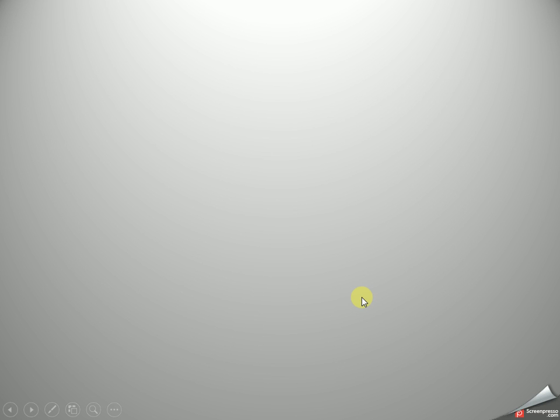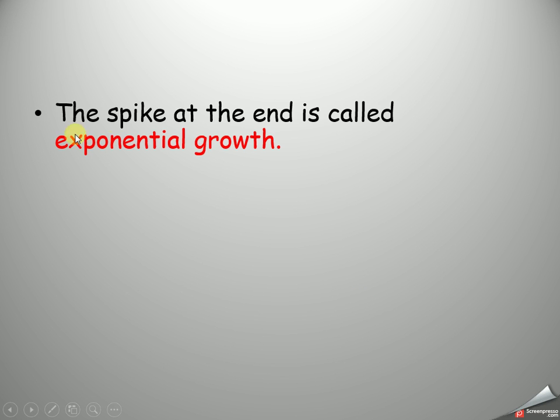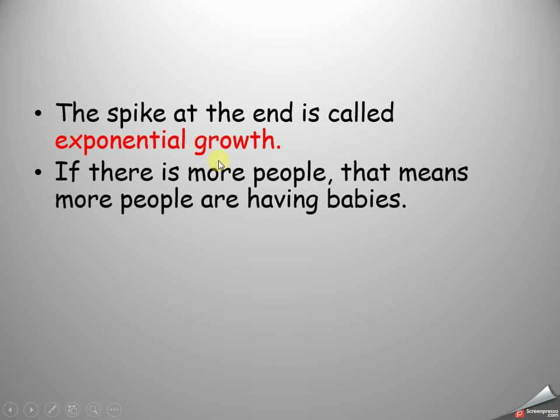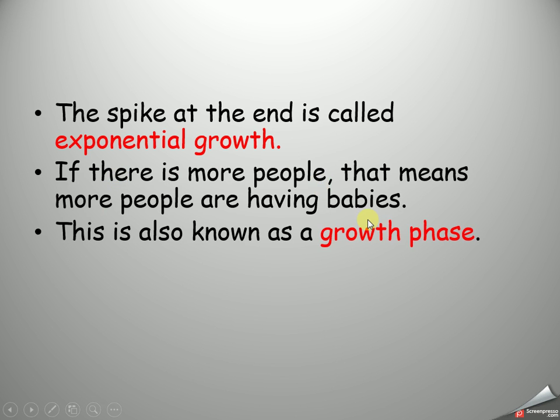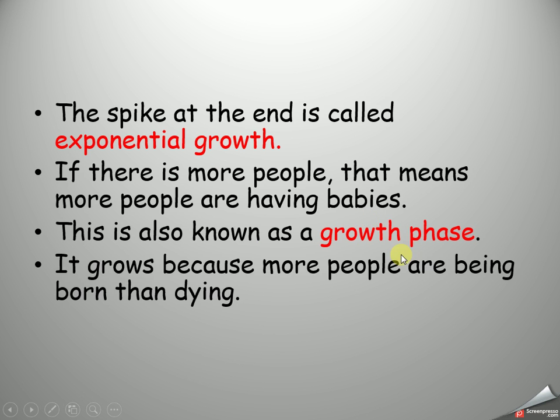Why has it increased so much? Well, we'll discuss that at the end. But the spike at the end is called exponential growth. Okay, so basically that means that it's a very quick growth. And it means if there's more people, that means that more people are having babies or available to have babies. This is also known as a growth phase. Okay, it grows because more people are being born than dying.